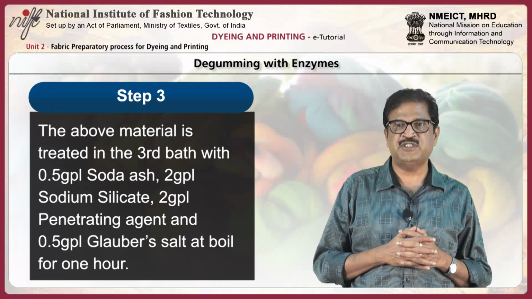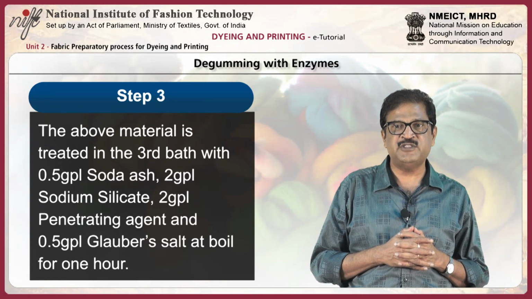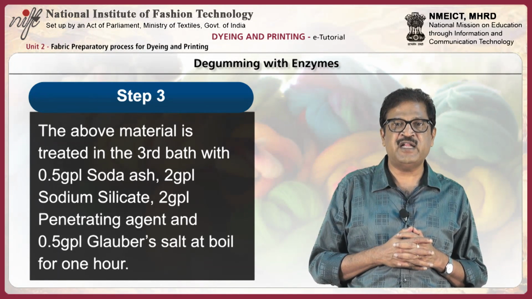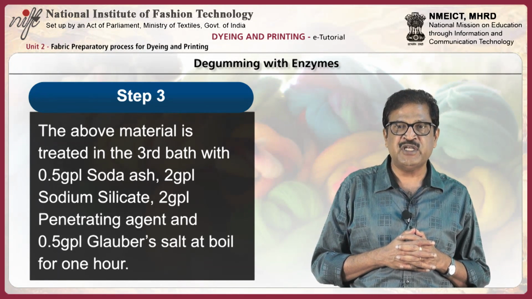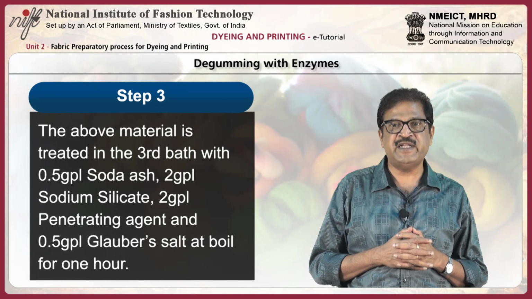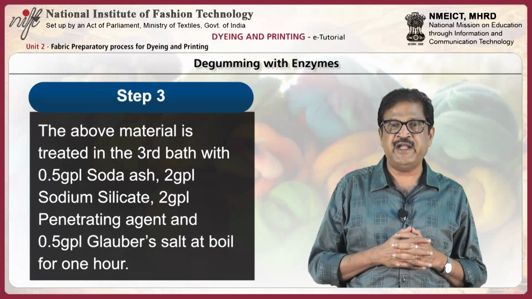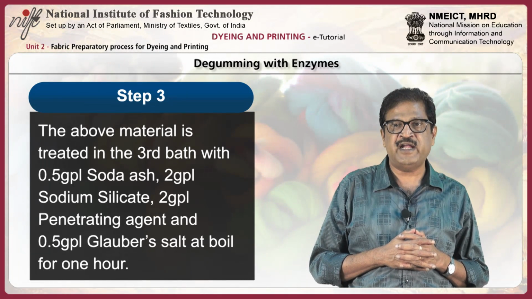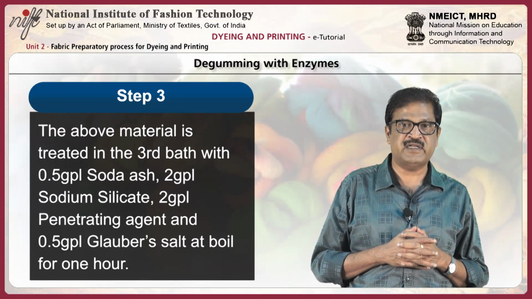Finally, in the last step, the above material is treated in the third bath with 0.5 grams per liter soda ash, 2 grams per liter sodium silicate, 2 grams per liter penetrating agent and 0.5 grams per liter Glauber salt at boiling temperature for 1 hour.